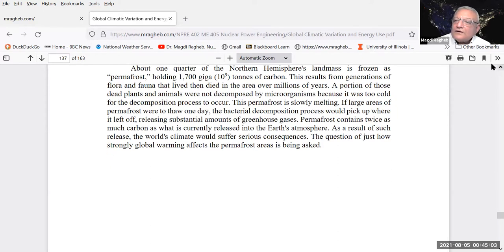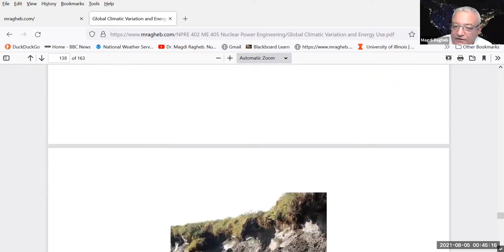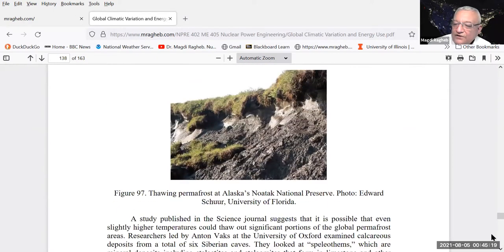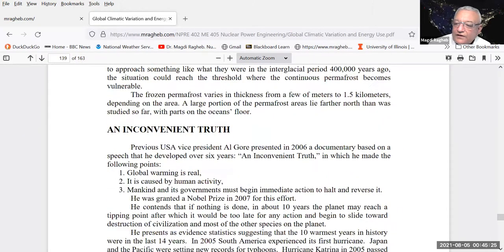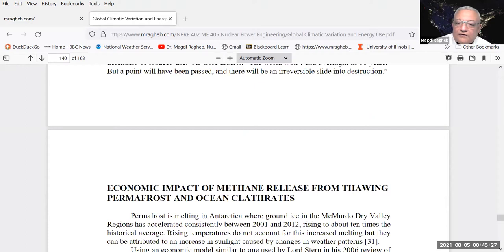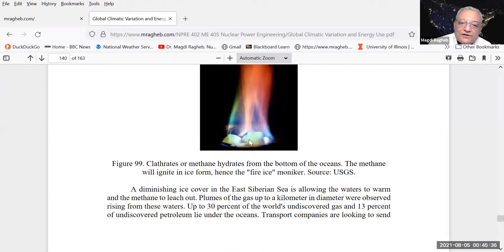What can be very troublesome is a possible fast release or melting of the permafrost. The permafrost in northern parts of the continents can release more carbon dioxide and more methane gas into the atmosphere as it decays, and it becomes some kind of a positive feedback effect. If the permafrost is thawed, methane hydrates at the bottom of the oceans could also be released.